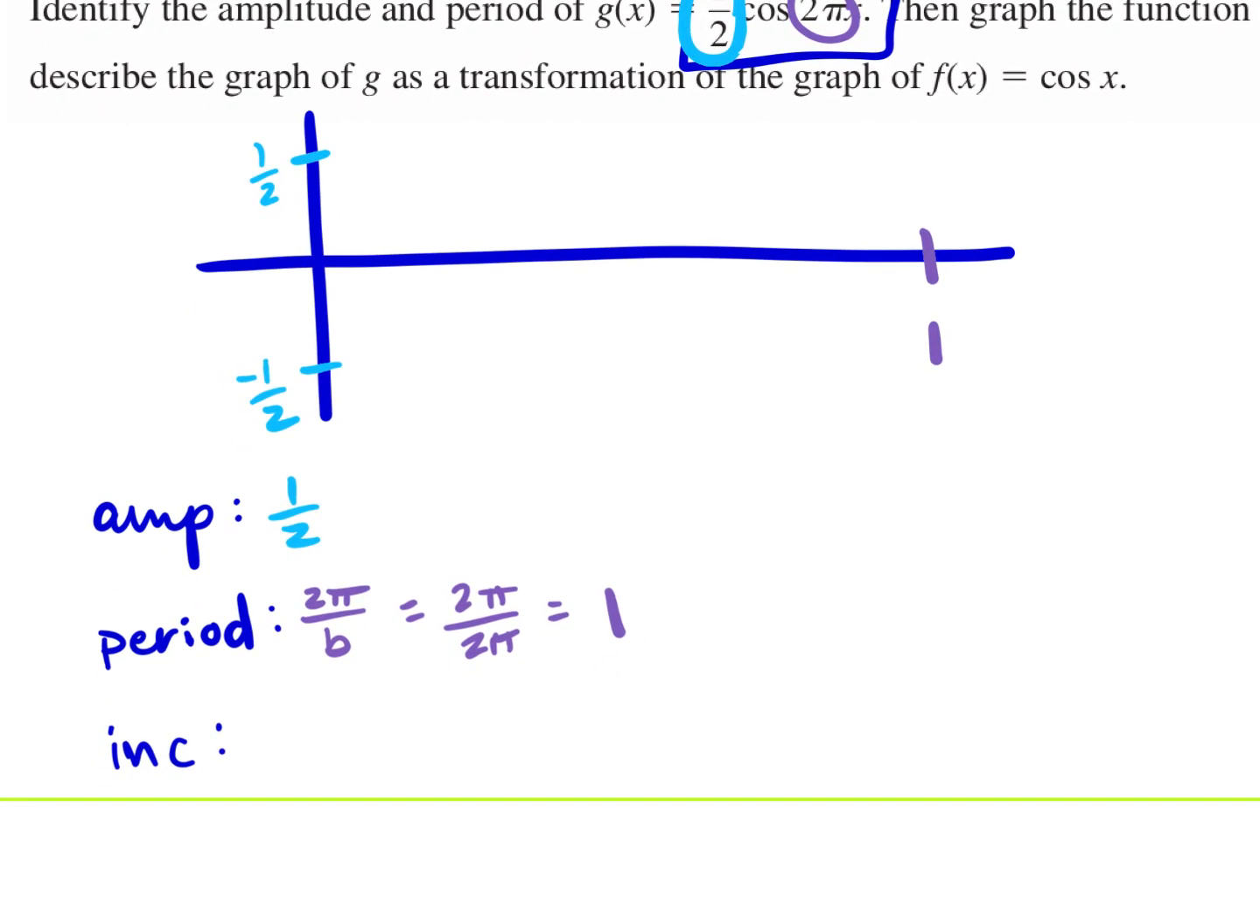Now for our increments, that is the period divided by 4. What was our period? 1. So 1 divided by 4. Just 1/4. So this is what we're going to be adding each time to get from one increment to the next. So we're going to start at 1/4, and then we have to find the next.